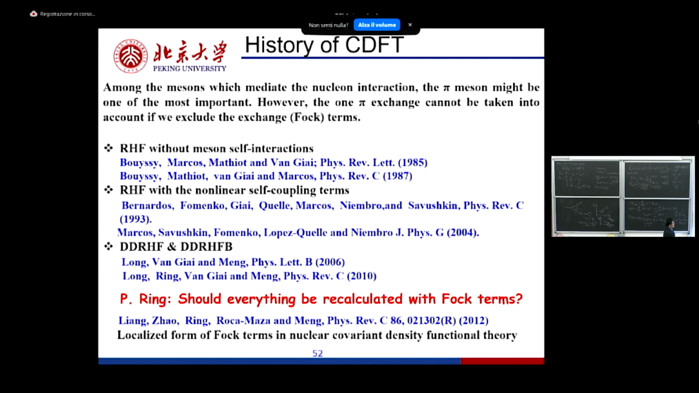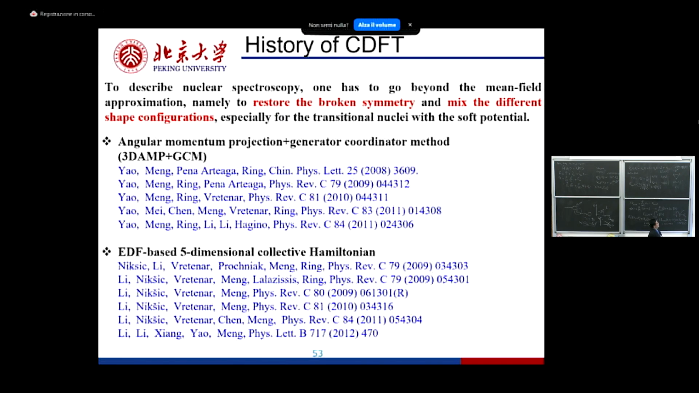In particular, the merit of the Fock term is that if you do the RPA calculation on top of the RHF, then you will find the pion coupling is already fixed at the mean field level. Then naturally you can remove one parameter. And nowadays there are also efforts in developing localized forms of the Fock terms in the relativistic density functional approach. And this morning, Nicola mentioned multi-reference approaches on top of the relativistic density functional; there are also works which develop the multi-reference relativistic mean field.